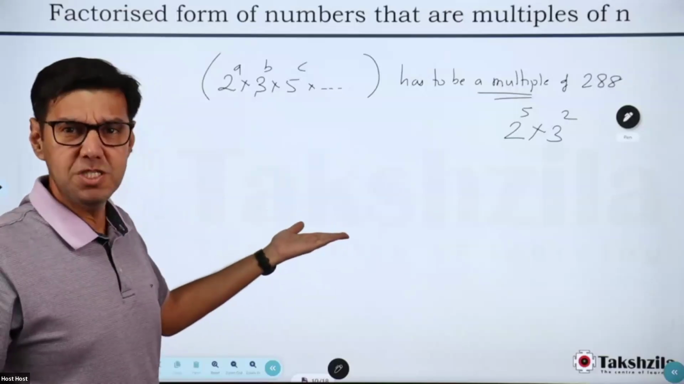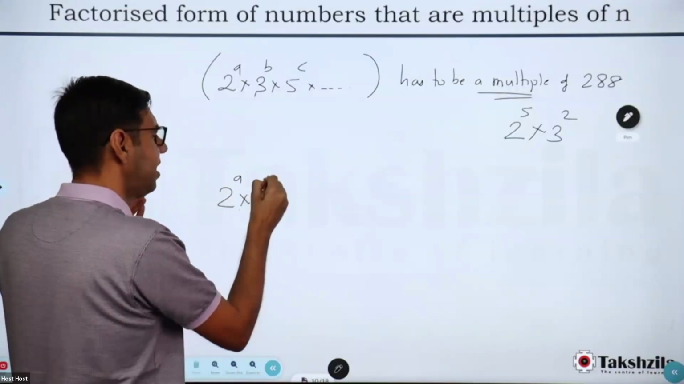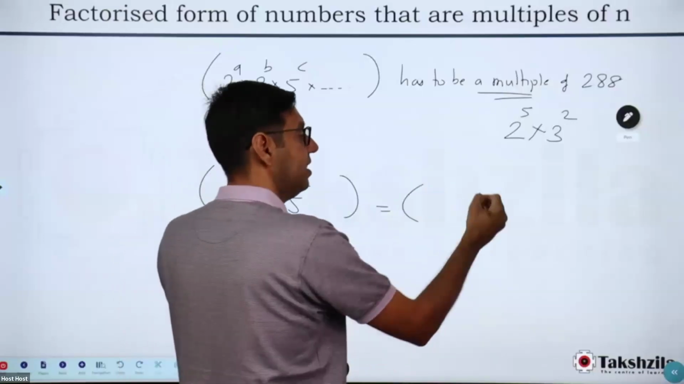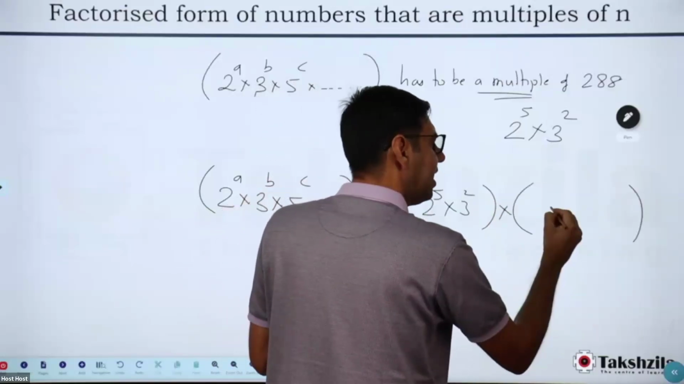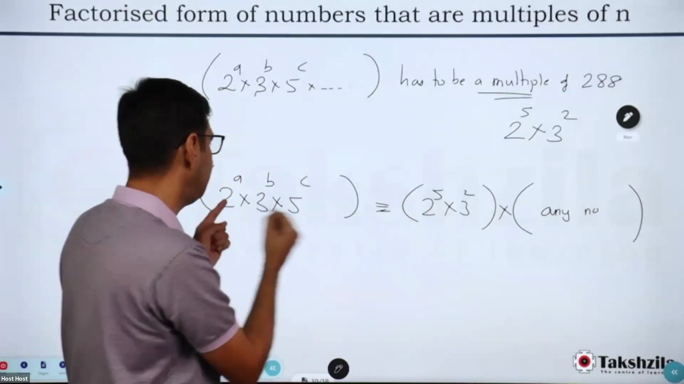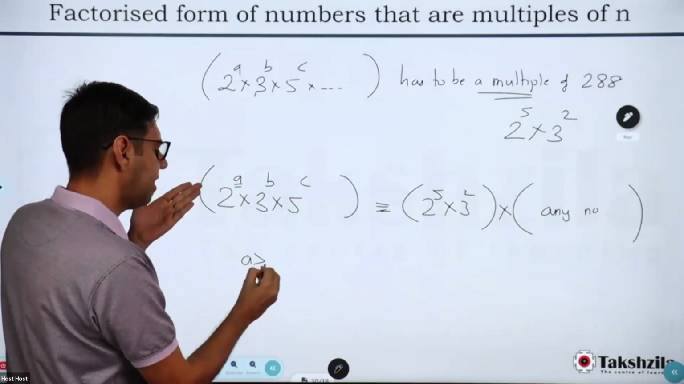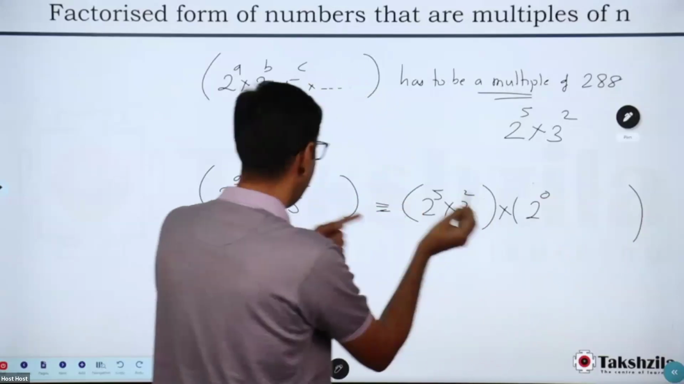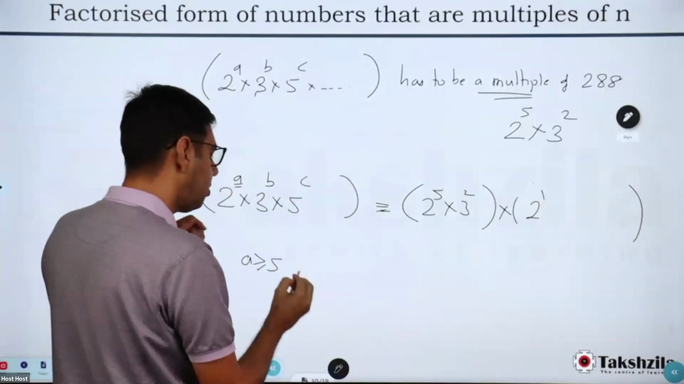We have almost done this, students. Last time I had written it differently. So this time I'm just saying this number is a multiple of 2 raised to 5 into 3 square, and it could be anything else, any number. So could you tell me what should A be? Perfect. Here A has to be greater than or equal to 5. If you multiply with 2 raised to 0, you'll get 5. If you multiply with 2 raised to 1, you'll get this. What should B be?